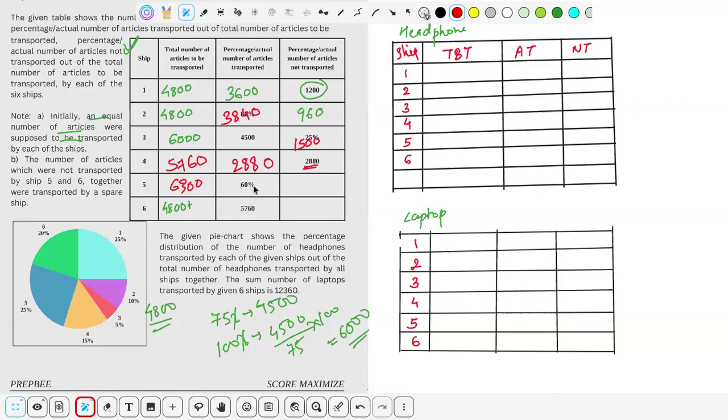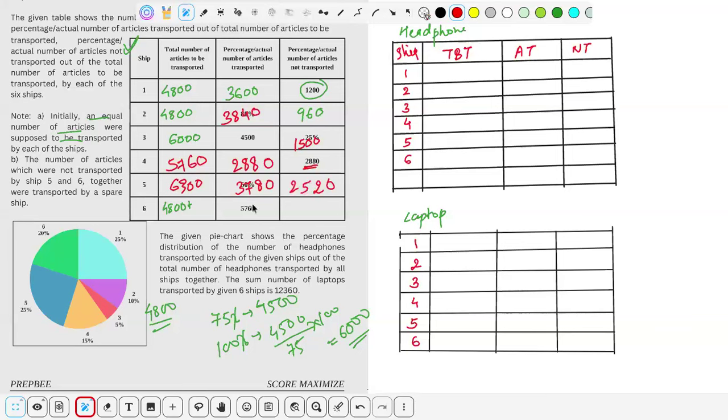So if 60% is transported, so 60% of this is nothing but, we multiply it, 6300 times 6, that gives 3780. These are the articles transported. So not transported निकालना है तो simply minus it. If I minus this value from 6300, so I will get only 2520.